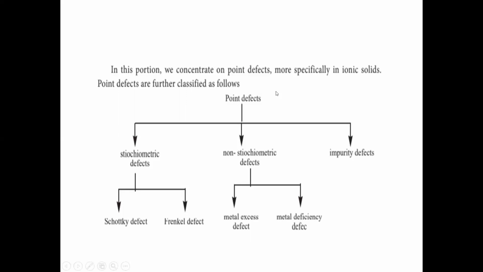More especially in ionic compounds, the point defects are further classified into stoichiometric defects, non-stoichiometric defects, and impurity defects. The stoichiometric defects are again divided into 2 types: Schottky defect and Frenkel defect. Non-stoichiometric defects are again divided into 2 types: metal excess defect and metal deficiency defect.